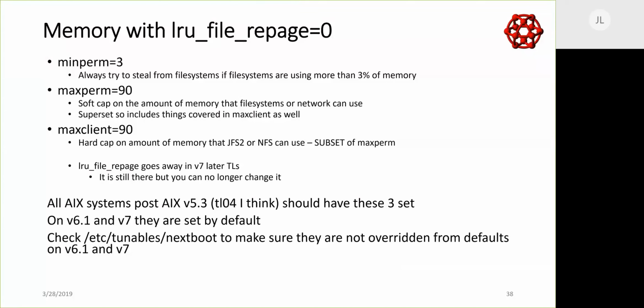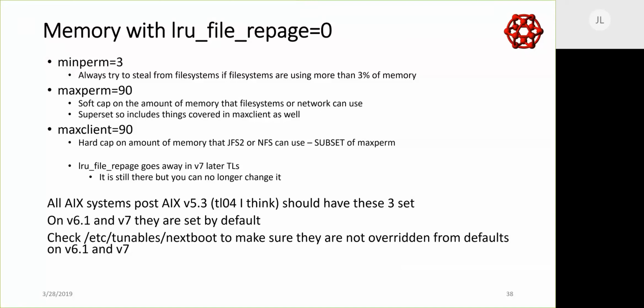The issue came about when we moved to JFS 2, and JFS 2 was dependent on max client, which is a hard limit. Suddenly people found when they moved to JFS 2 that they were paging, yet they had available memory. That was because their file systems couldn't use more than 20%. When they can't get the memory for their file system, they get paged out so somebody else can run.